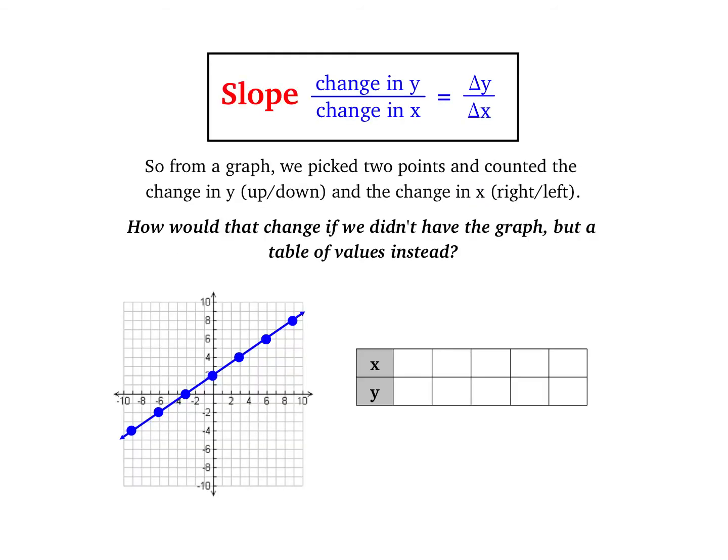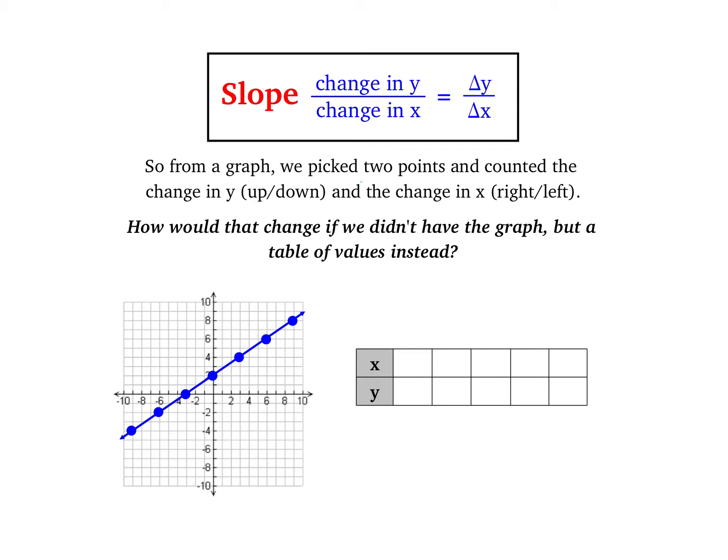Now that we know all about slope and graphing, we're going to look at different formats of slope, with this video focusing on if you're given a table of values. So we're coming from learning about slope from a graph, and to do that we picked 2 points and counted the actual change in y, or your rise, compared to the change in x, or your run. So we're going to look at how would that change if you didn't have a graph but a table of values instead.